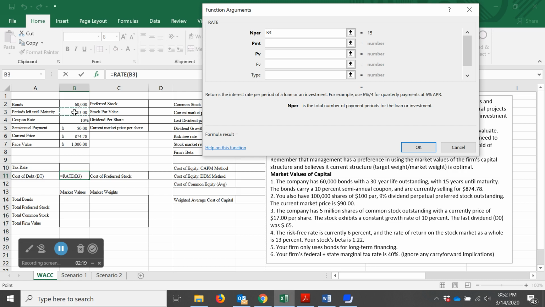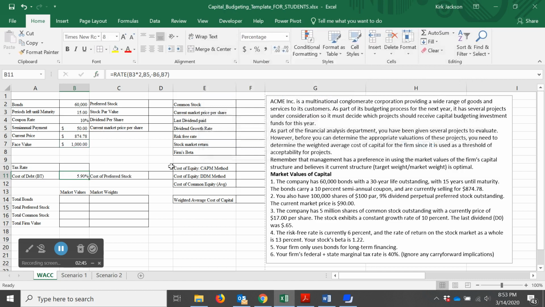Well, it is 15 years, however, because it is semi-annual, we need to multiply that by 2. The payment is $50. The present value needs to be a negative number, and this is a cash inflow-outflow issue, so don't freak out too much about that. And then the future value is that principal payment at the end. We get this interest rate here, which is 5.9%. Now, we should note that that's the 6-month rate. So if we multiply it by 2, it gives us 11.8%.